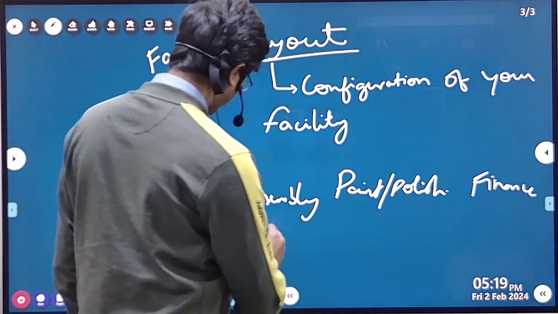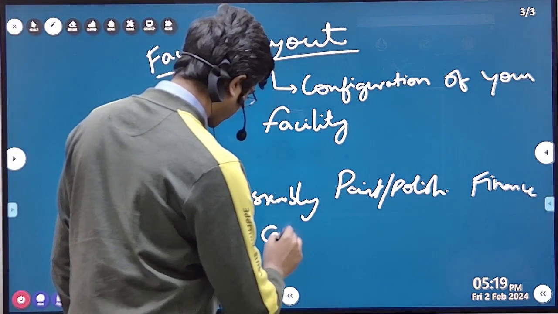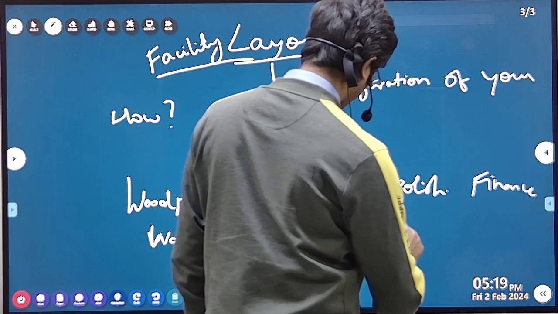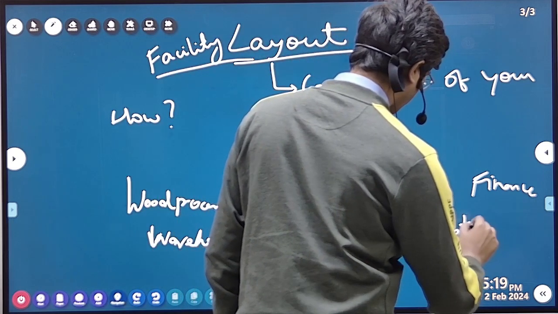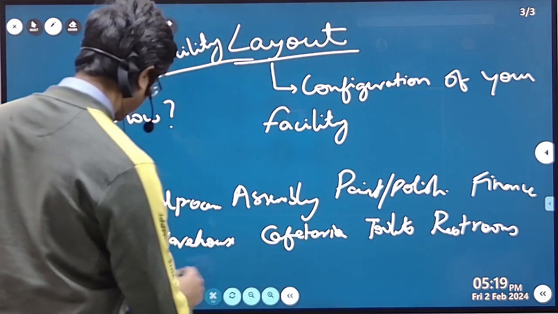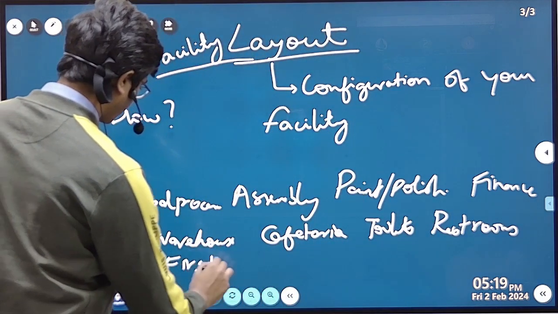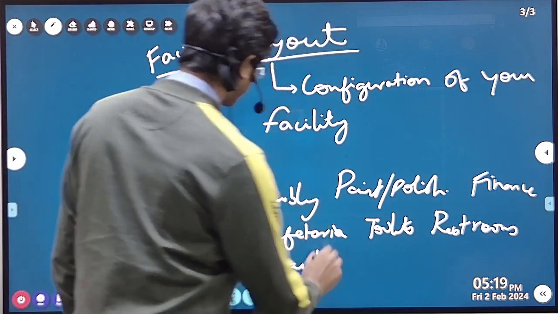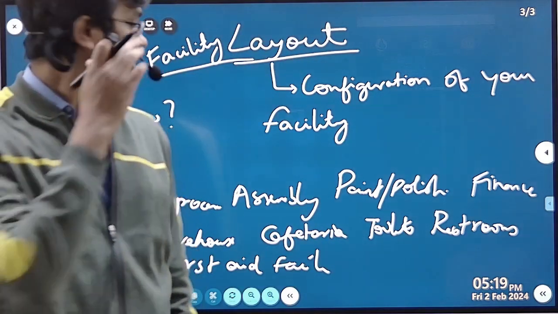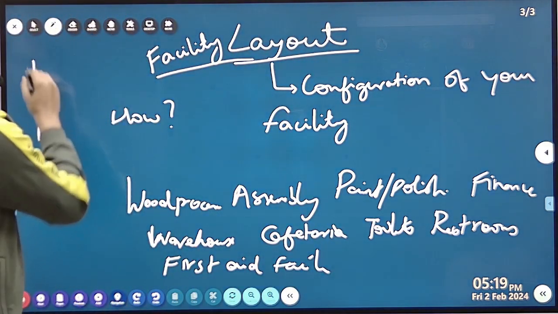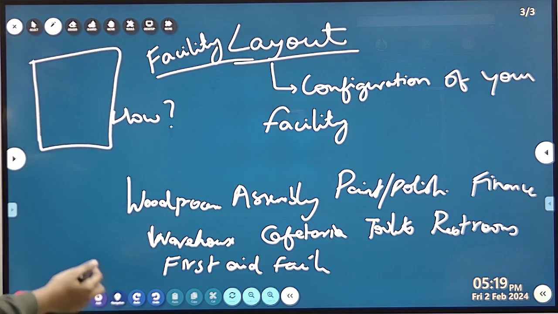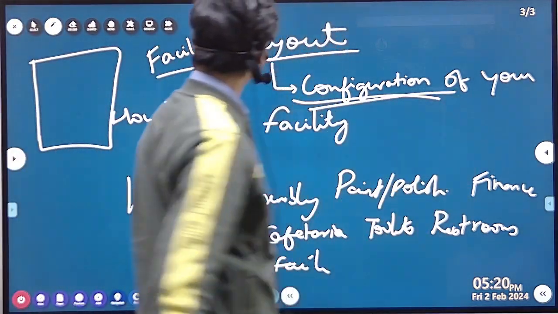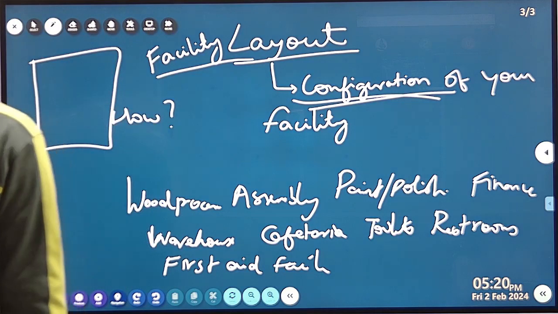And then you will also need to have a cafeteria for your employees, right? Toilets, restrooms, or if it's a production unit, you will need to have your first aid providing facility. So all of this, how you are setting these up in your factory premises, right? So where everything goes. So how are you setting this up? So all of this configuration comes under facility layout, right?